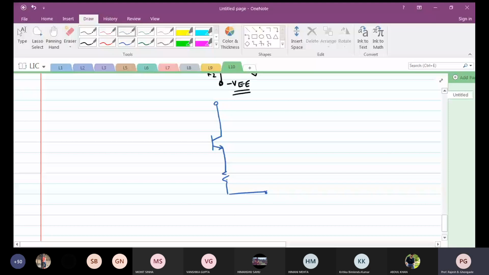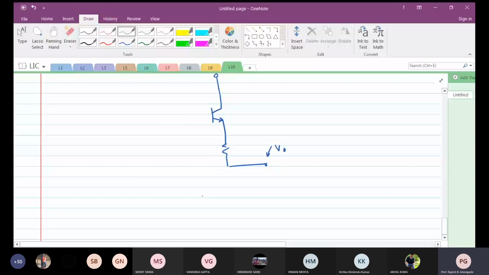So this is going to be your output voltage, VO, at this point. And I'll still improve this. And this is the setting. So I can again use a current mirror instead of R2.